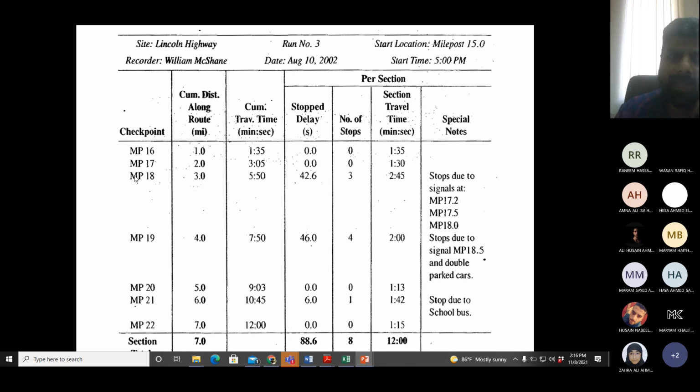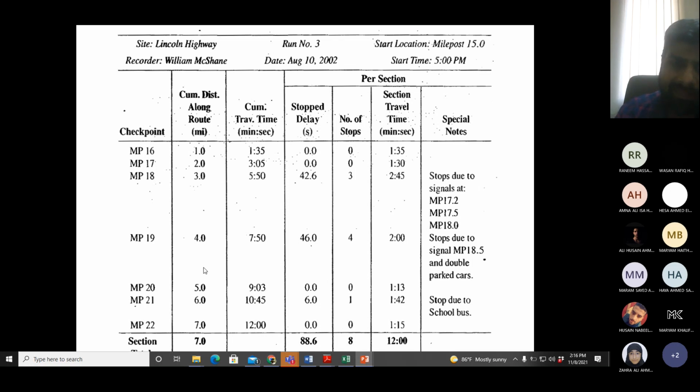Okay, between 18 and 19, the car stopped 4 times. Why? Because of a signal and because of some cars which were double parked and they were intercepting the flow on the road. Okay, so in the last column you have the reasons.